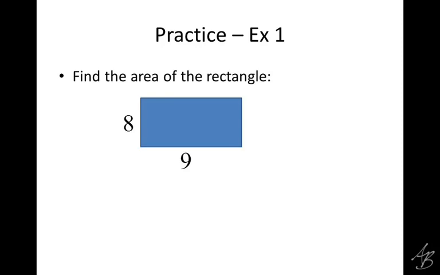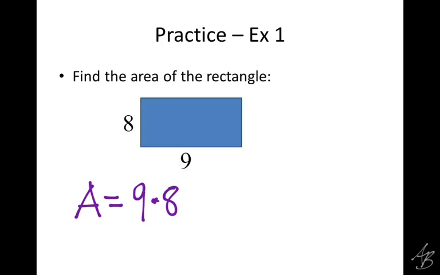I don't want to do this by dividing this side 8 ways and dividing this side 9 ways and counting the number of squares. That's going to take a long time. So how do I find the area of this thing? So again, when we're finding an area, we're always going to write A equals. So we have the area equals, and then we're going to do base times height. Does it matter if I do 8 times 9 or 9 times 8? Does it matter which order I do it? It does not. So I'm going to do 9 times 8, which is the same thing as 8 times 9.